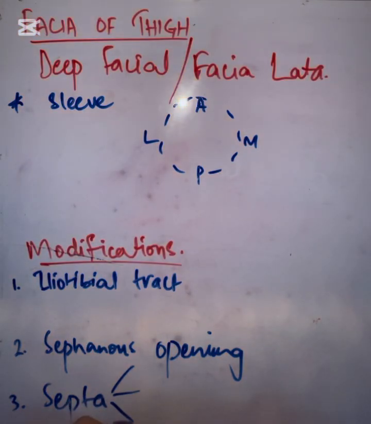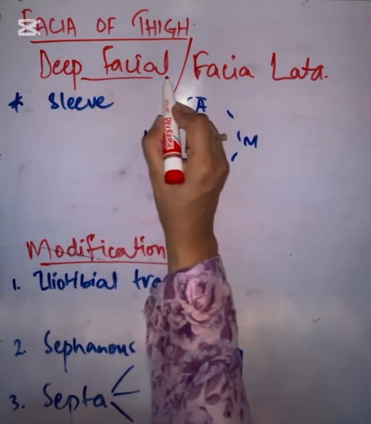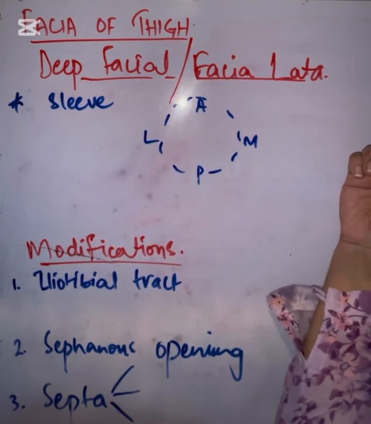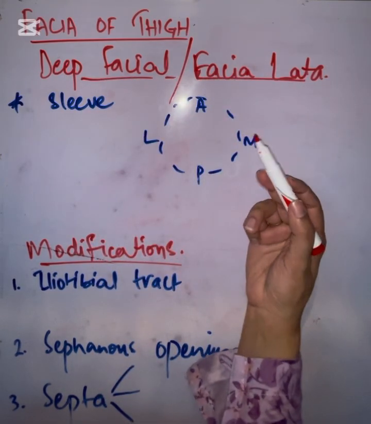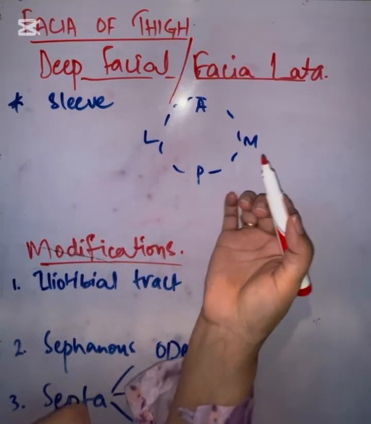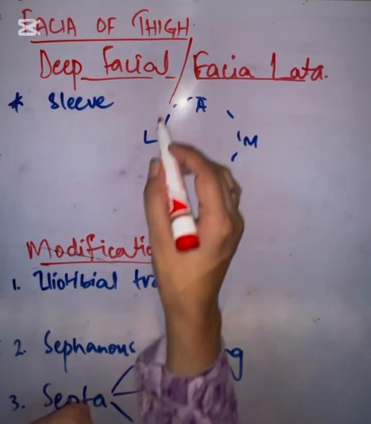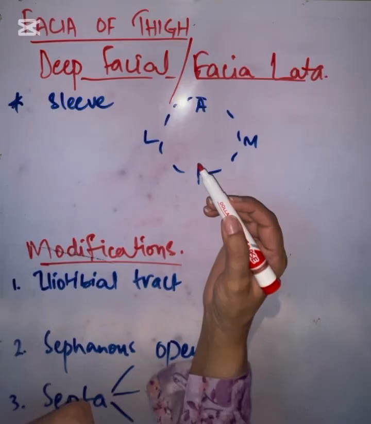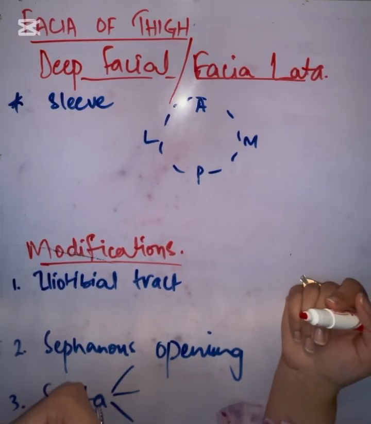Then we have the deep fascia of the thigh, which is also called the fascia lata. The deep fascia of the thigh is covering the thigh in the form of a sleeve. So it has attachments, superiorly and likewise inferiorly.